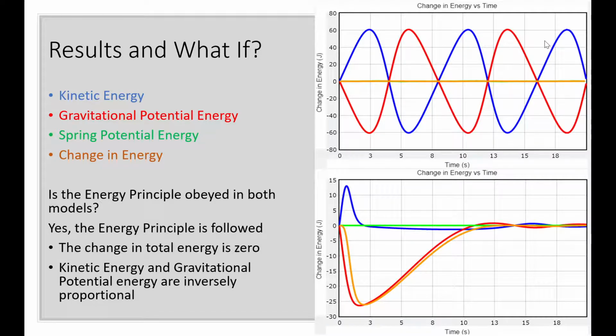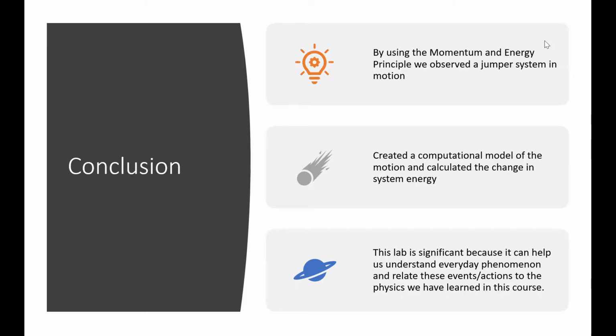With this information, we can now answer the main question, which asks if the energy principle is obeyed in the two models. The energy principle is obeyed here because the change in energy is zero and the energies associated with the system follow the principle's conservation of energy, such as how the kinetic energy and gravitational potential energies are inversely proportional and not being created or destroyed.